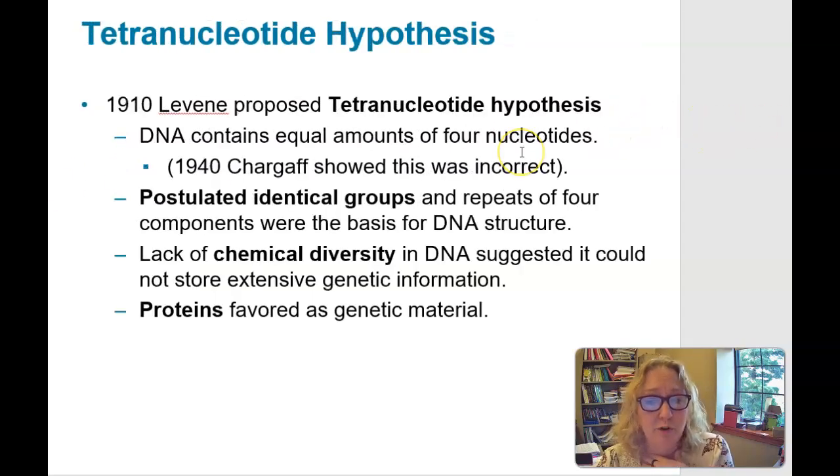Levene proposed a tetranucleotide hypothesis, saying that DNA contains equal amounts of the 4 nucleotides. Turns out that's not true. Chargaff actually will show that that is, in fact, not true. But he postulated this identical group of 4 components based on DNA structure, which turned out to be mostly correct. But again, the lack of chemical diversity in DNA suggested it could not store this kind of extensive information, and proteins were favored as the genetic material.